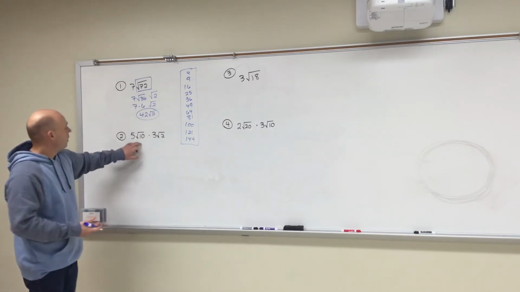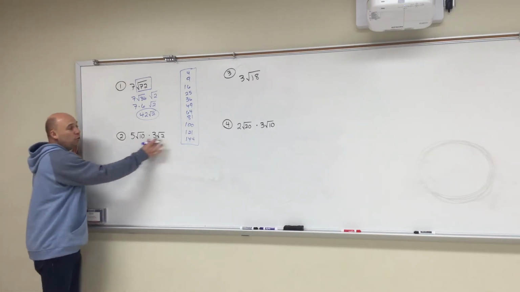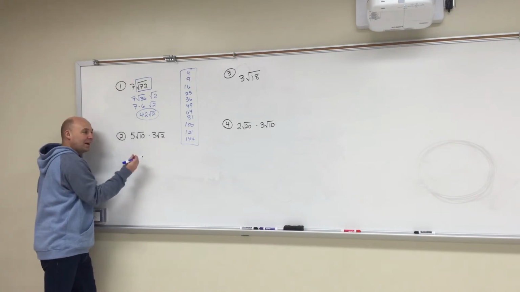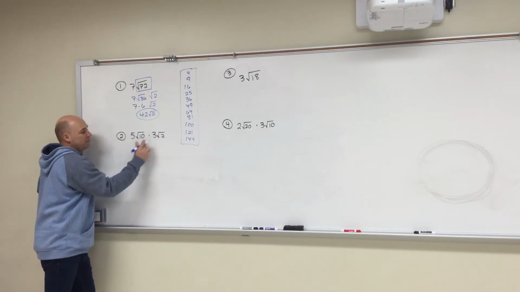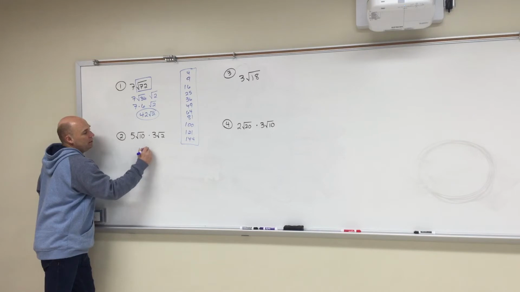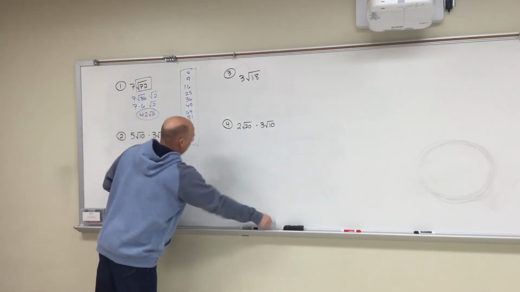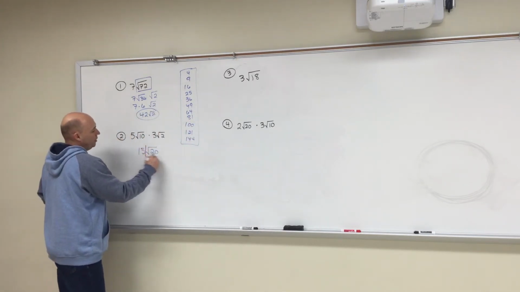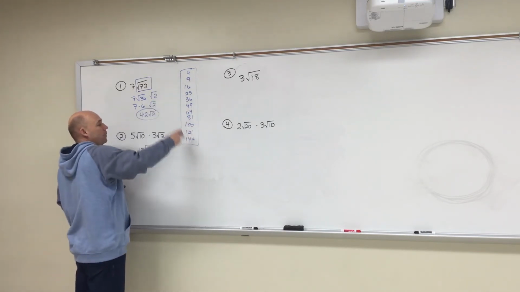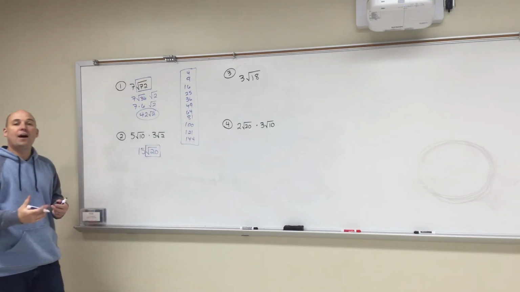Okay? Number 2. Now I have 2 different radicals. So what I'm going to do is I'm going to kind of combine these first. So I'm going to take 5 times 3, which is 15. I'm going to take 10 times 2, which is 20. I'm then going to do the same thing I just did on the last problem. I'm going to look at this radical 20 and say, okay, are there any numbers up here, or the largest number up there, that divides into 20?